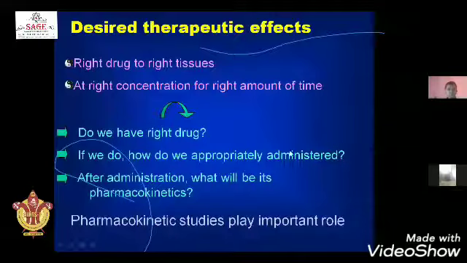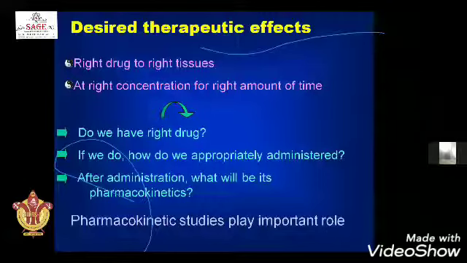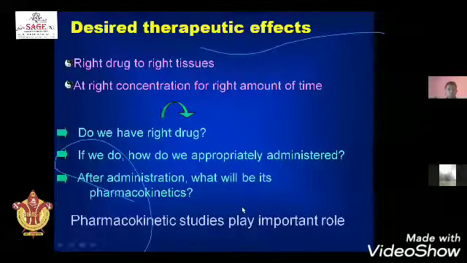So after the administration of the right drug through the appropriate route of administration, what will be its absorption? What will be its distribution? What will be its metabolism? And what will be its elimination? Because all these four parameters, ADME, will decide what concentration should remain in the right tissues at a particular time period. So you must know the pharmacokinetic state in that way.